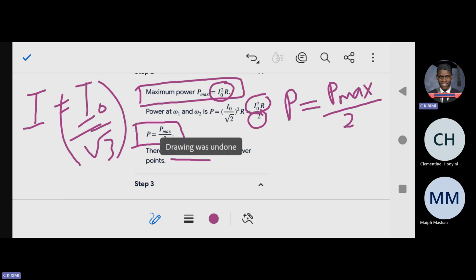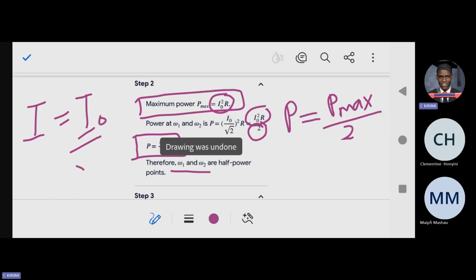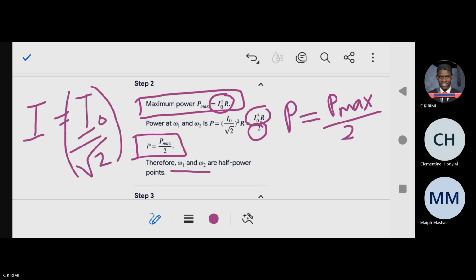Because for it to be half power, the denominator must be a root of 2, not a root of any other number. You change that root, you put a root of 5, a root of 6, it won't be a half power point. It can only be a half power point if that current has root of 2, because we are going to square this one. Then when you square, it becomes I over 2. But we know that I naught squared multiplied by R is P max. So we conclude that W1 and W2 are half power points.